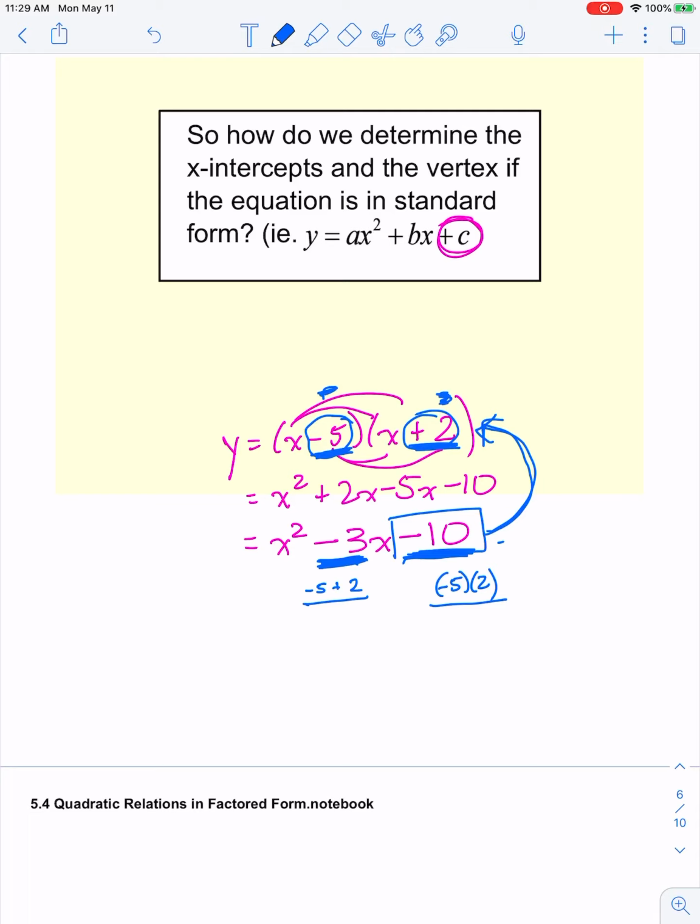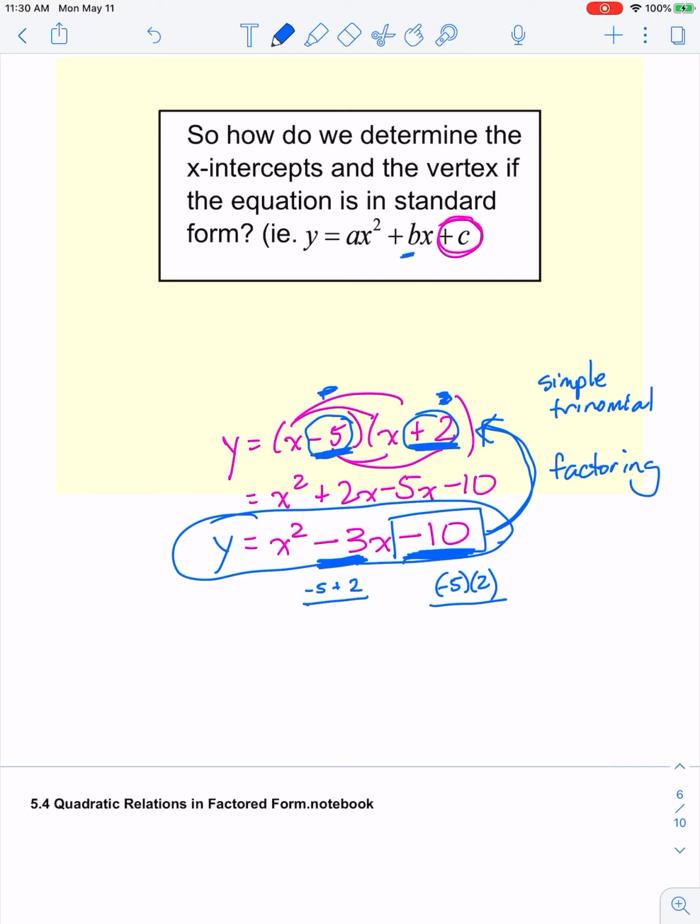So this is what we call factoring again, and this is a specific kind of factoring called simple trinomial factoring. What a simple trinomial is, if you notice in this form of the equation, y equals x squared minus 3x minus 10, there's a value for b, which is negative 3, and there's a value for c, which is negative 10. So there's a b and a c, but the value for a appears to be missing.